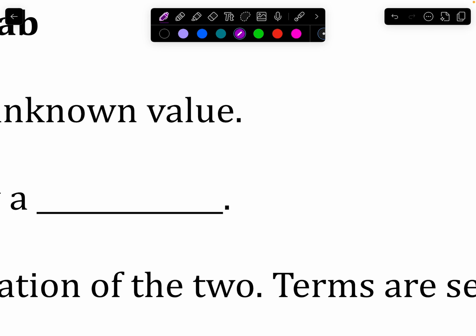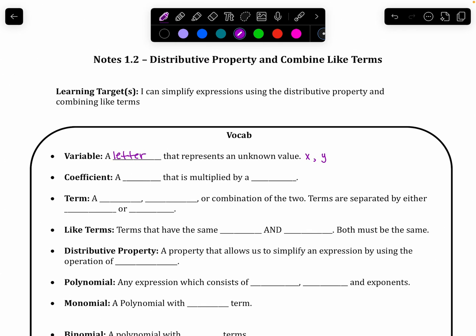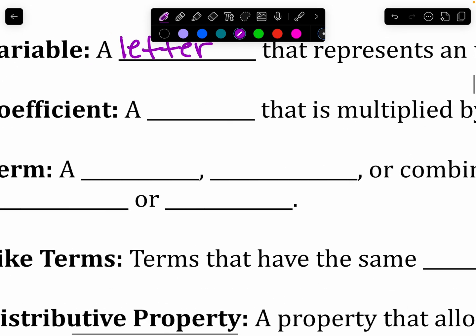The most common variable that you will see is X. We will often use Y as well, and really any letter can be used as a variable. Those are just the two most common ones that we use. The next vocab word is a coefficient, and a coefficient is a number that is multiplied by a variable, and I'll give you an example of that.